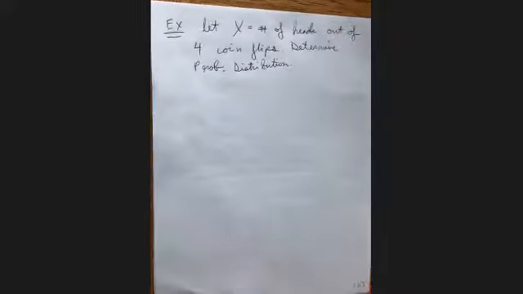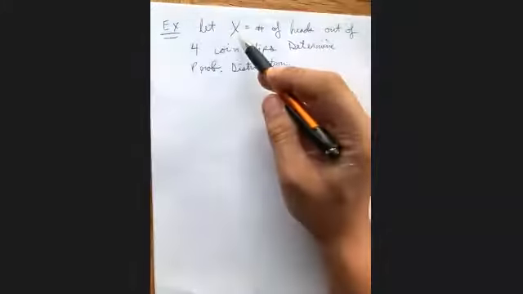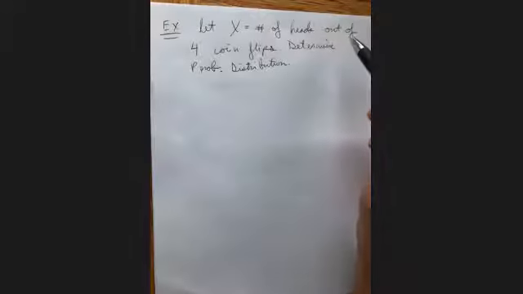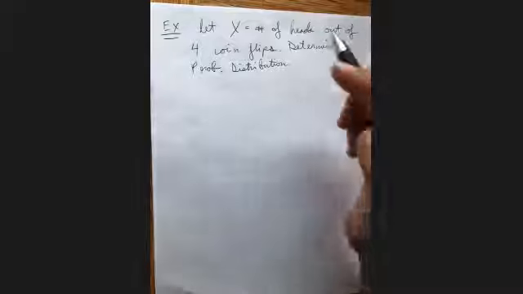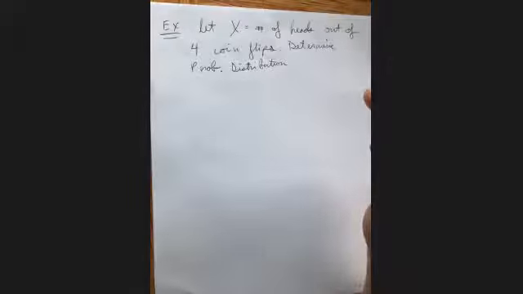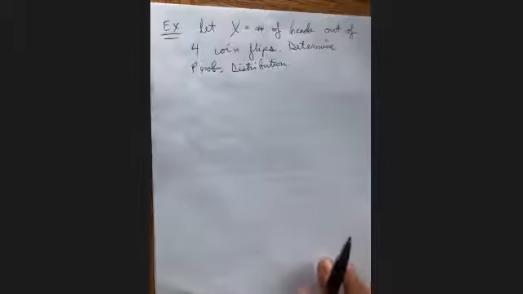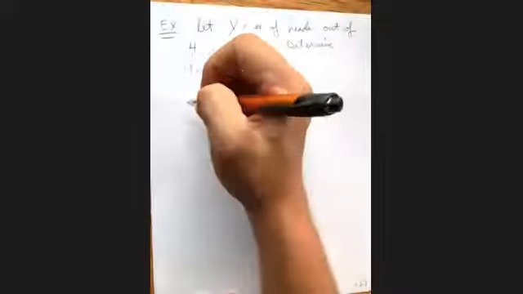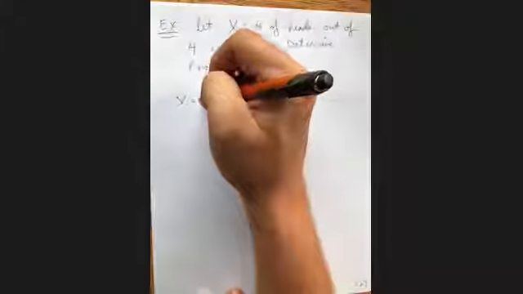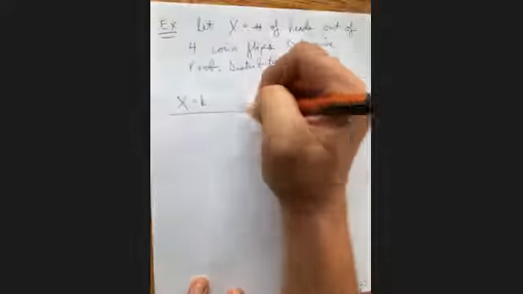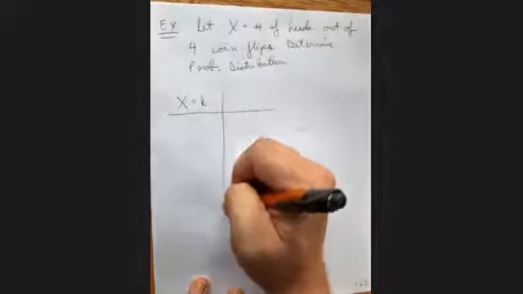Okay, so let's look at an example. Here we are looking at the random variable x that will count the number of heads out of 4 coin flips. We want to determine the probability distribution. So to determine the distribution, that means we're making this table here.